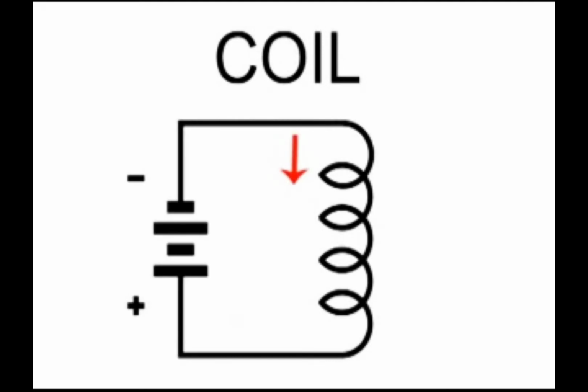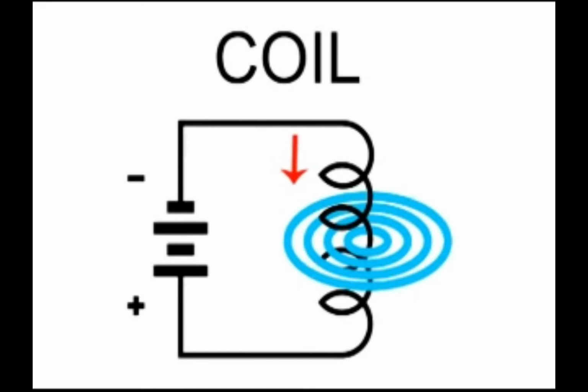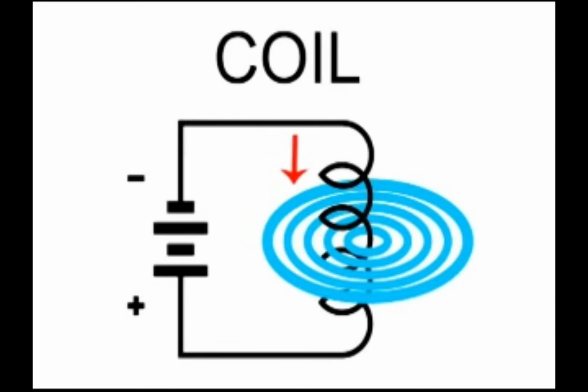Now if we add a battery to this coil, again the magnetic field starts to expand, but it's stronger because of the coils of wire. But the same thing happens. It continues to expand until maximum current is reached and the magnetic field stops expanding.